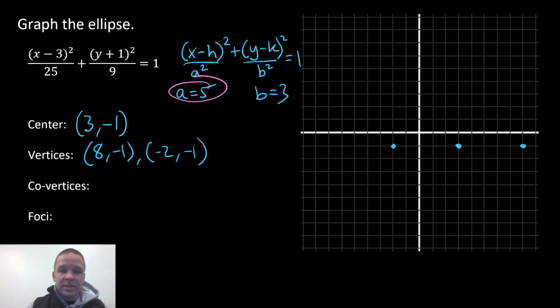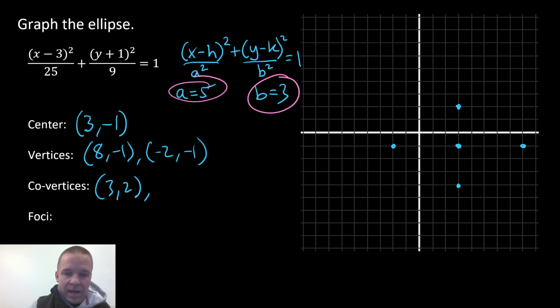Now my co-vertices, how am I going to get those? Well, I'm going to use this B equals 3, and I'm going to go up 3 from my center, and I'm going to go down 3 from my center. So now those coordinates are 3 comma 2, and 3 comma negative 4. So in this one, the X values don't change, but my Y's do because I'm moving up and down.